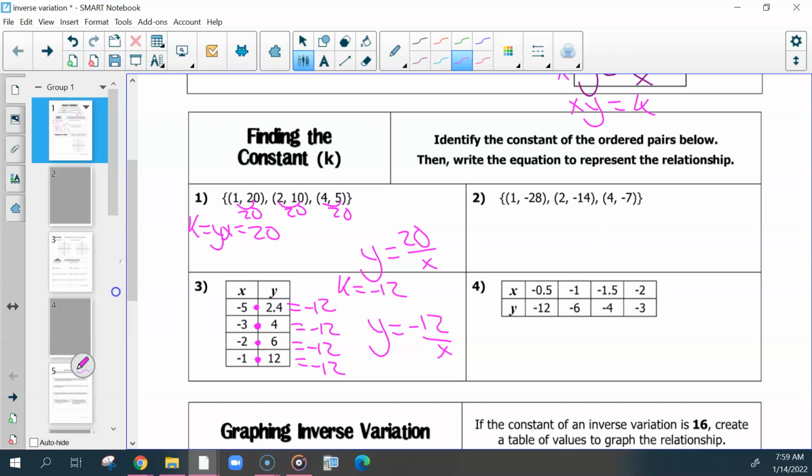Right. If you haven't already, I want you to do 2 and 4. I'll give you a couple minutes to do that, and then we'll come back and talk about it.